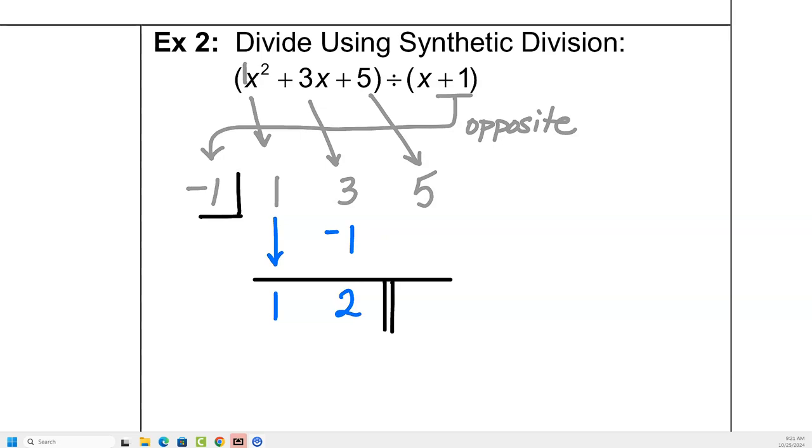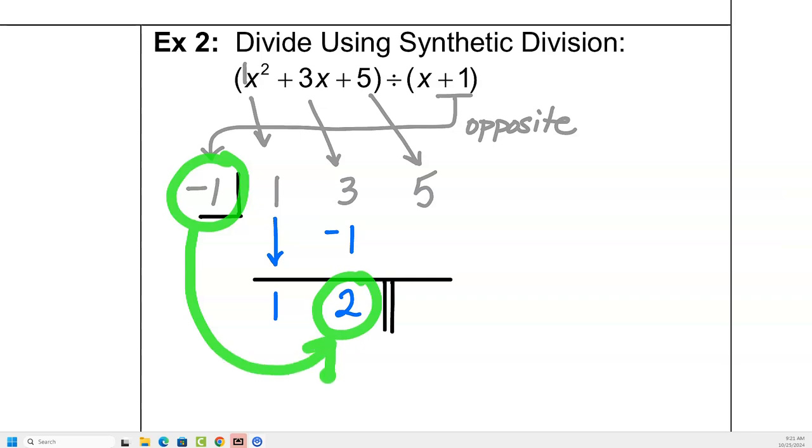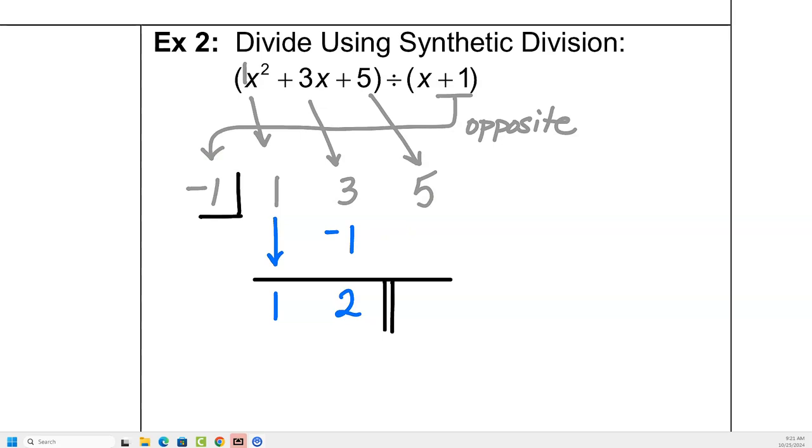Now that's below the line. Remember, anything that's below the line gets multiplied by what's in the window. Negative 1 times 2, and we're going to write it in this location right here. What's negative 1 times 2? Good, negative 2. And remember, anything above the line, you're going to add going down. What's 5 plus negative 2? 3.